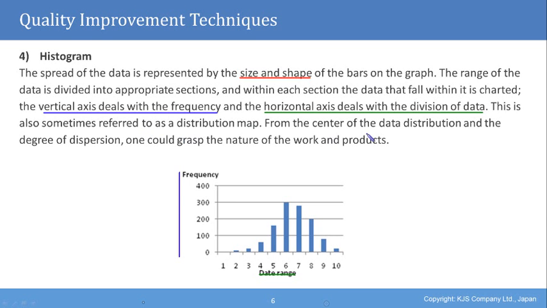From the center of the data distribution and the degree of dispersion, one can grasp the nature of the work and products. So this is an example where the data is shown pictorially, and it's something that you can see in a flash. The shape actually represents something. So histograms are extremely important.